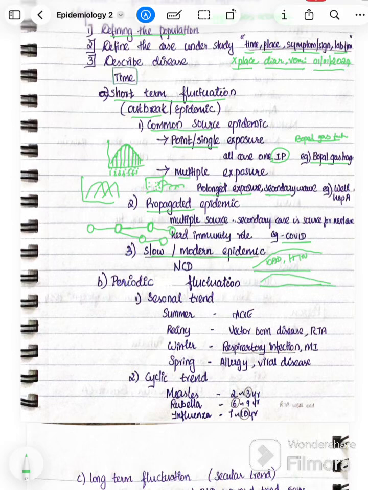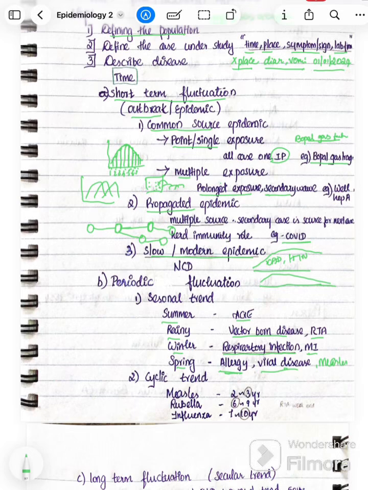Now periodic fluctuation: we have seasonal trend and cyclic trend. Seasons: we have summer, rainy season, winter and spring. In summer, diarrheal diseases are common. In the rainy season, vector borne diseases are common because of lots of mosquitoes, and road traffic accidents are common. In winter, respiratory infections and MI, myocardial infarction, are common. In spring, allergies and viral diseases like measles are common.